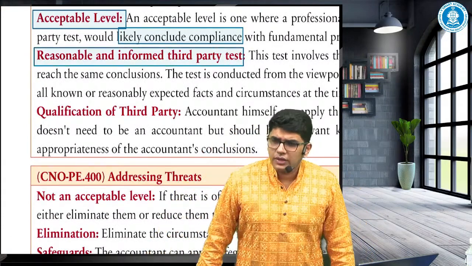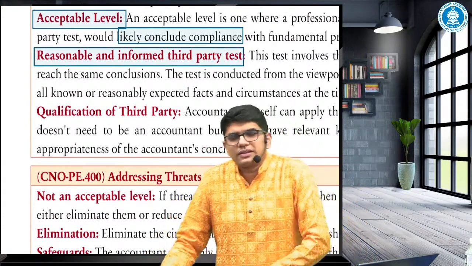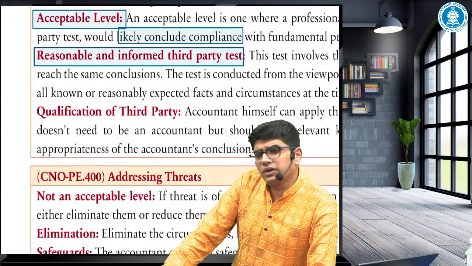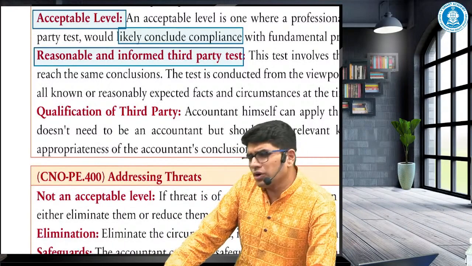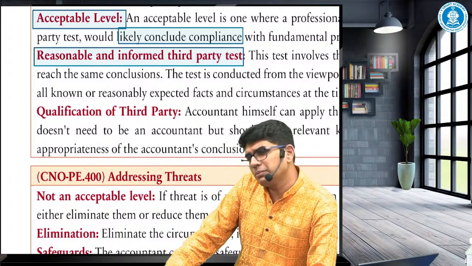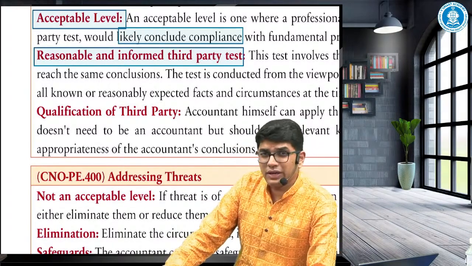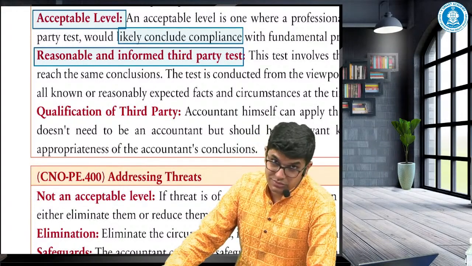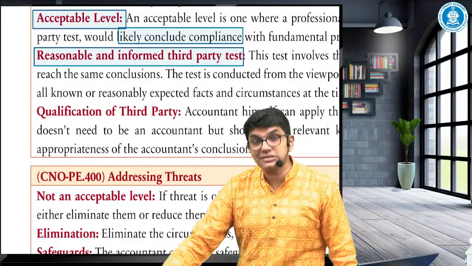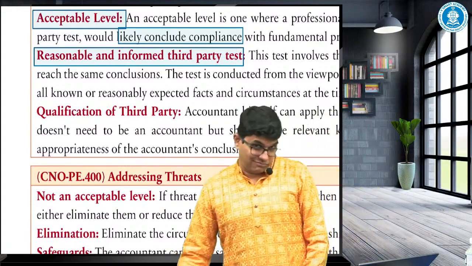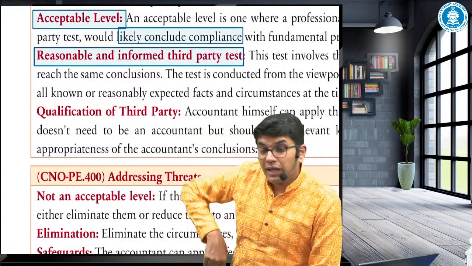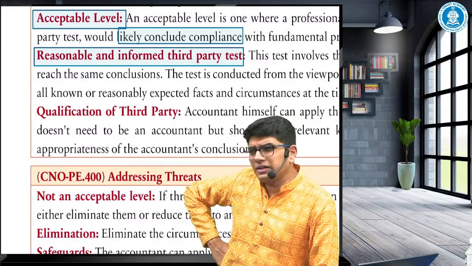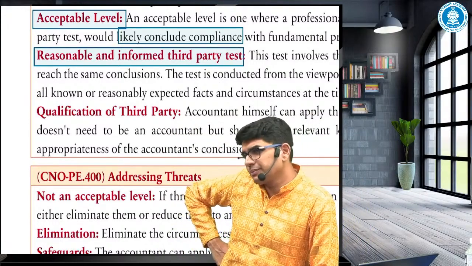So, if the situation is such that we are concluding that principles will not be compromised, they will be complied with, that is called acceptable level. So we have to apply the RITPT test. RITPT is the reasonable and informed third party test. Now what is RITPT? It's very simple, as I said.